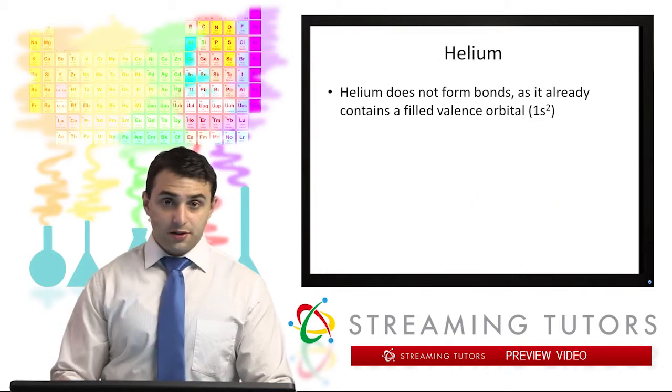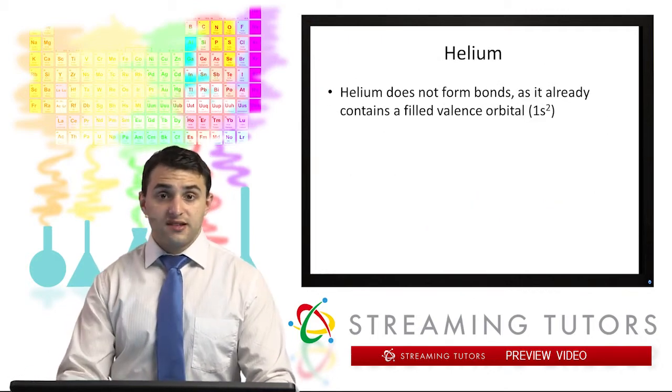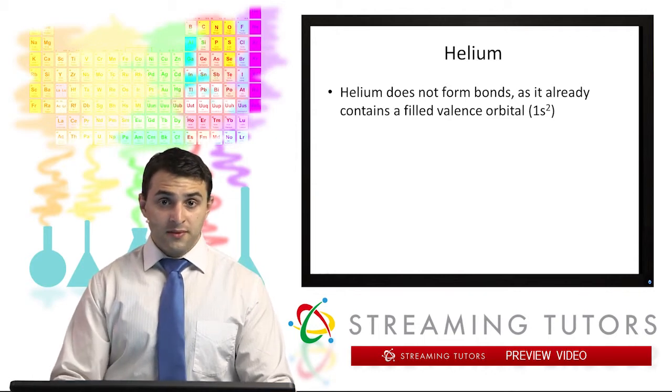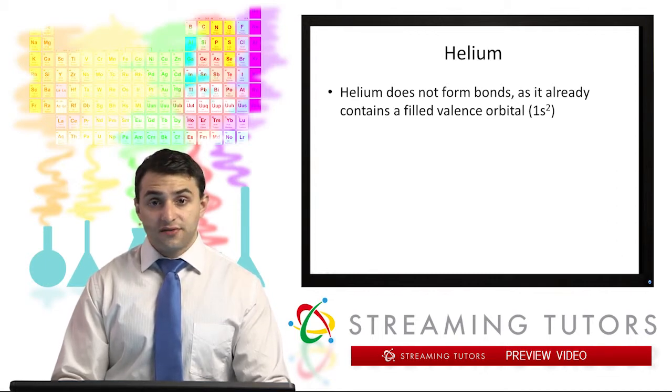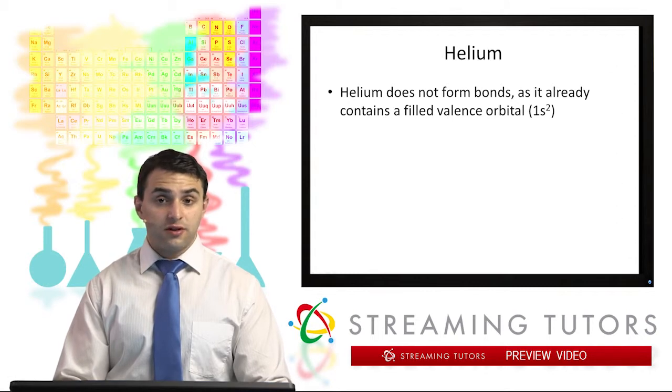Then we can look at helium. Helium already has a noble gas configuration. For the most part, that means helium is never going to form compounds, because why would it transfer electrons? Why would it gain or lose electrons when it already has that stable noble gas structure?